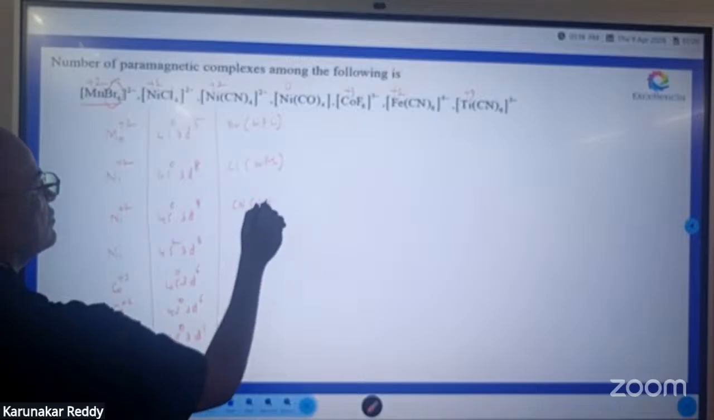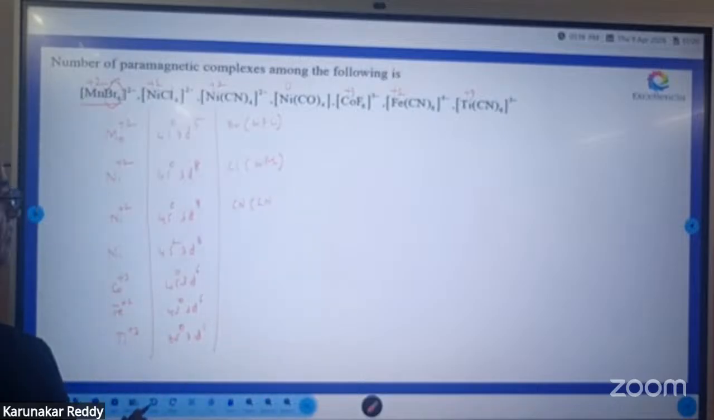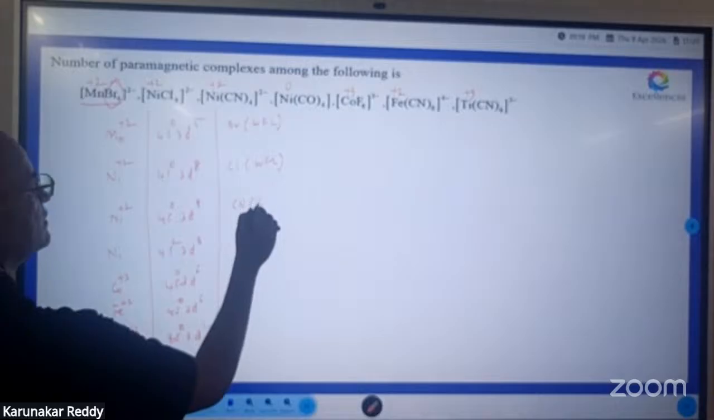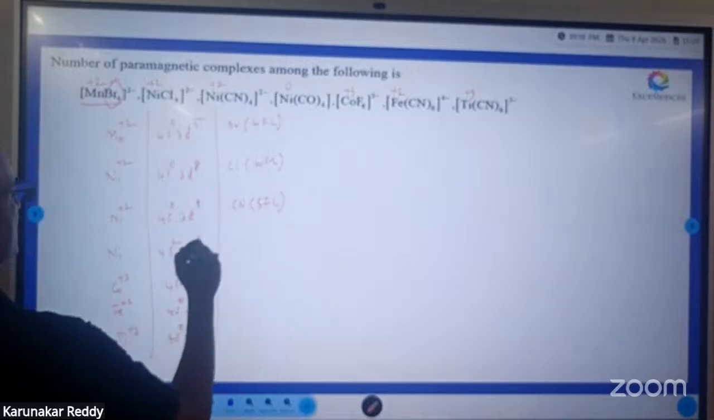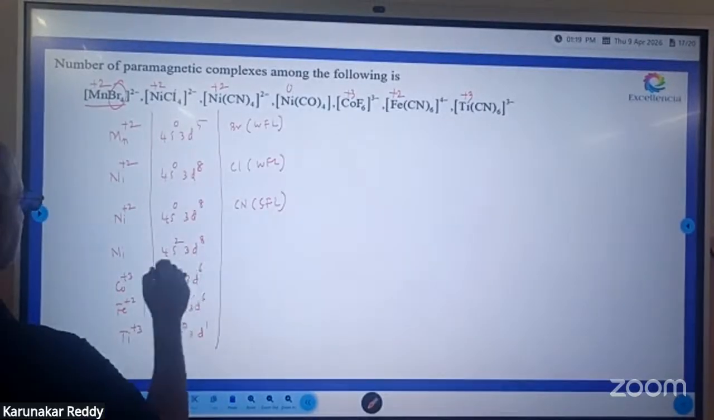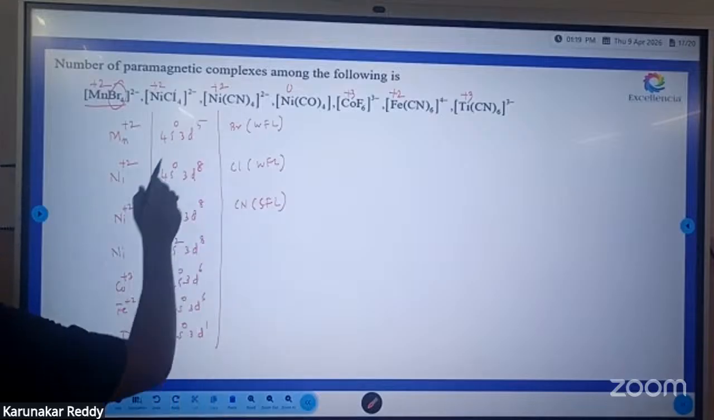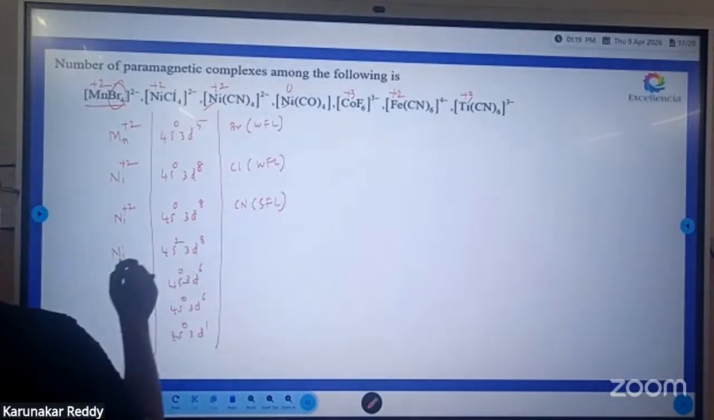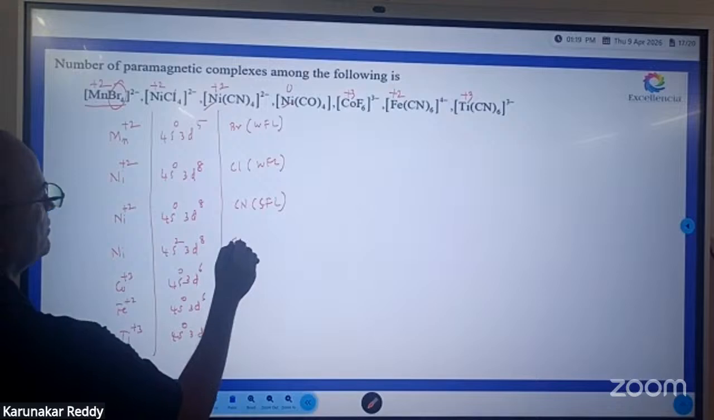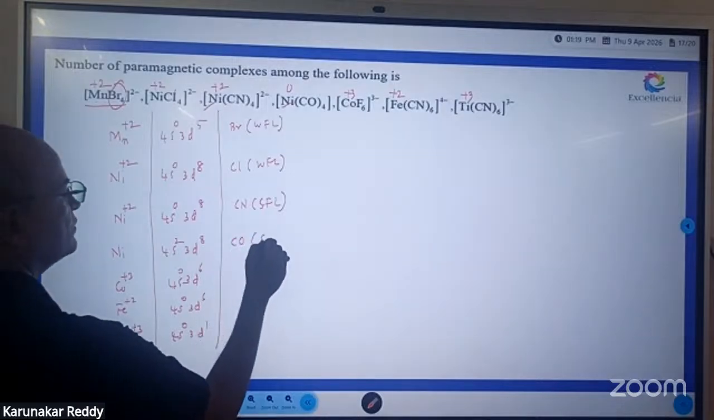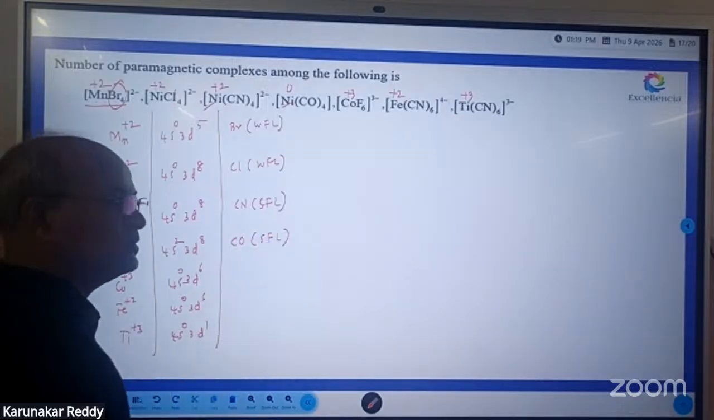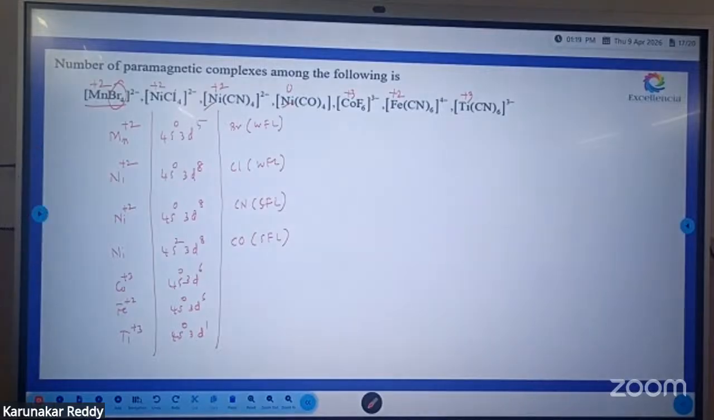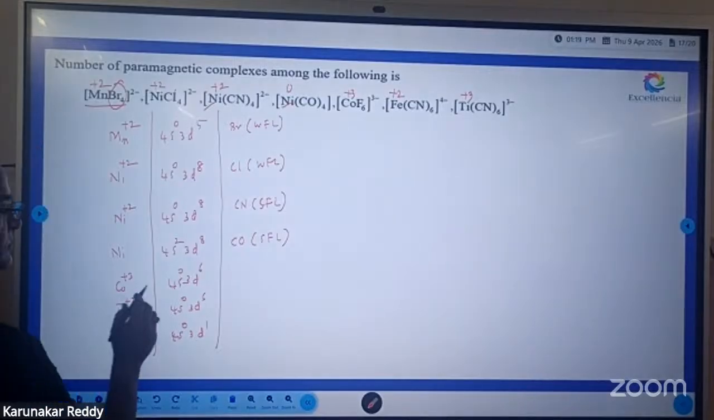We know that strong field ligand, it is C, going to be a strong field ligand. Then here one more, iron, nickel, first nickel for this, second nickel, and third one carbon monoxide. Carbon monoxide also very strong field ligand according to our spectrochemical series. So it is the strongest ligand.